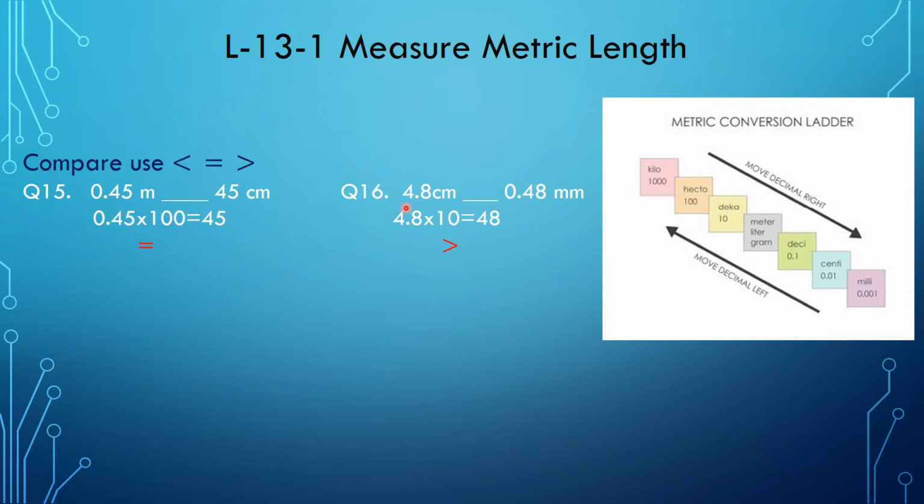Then what is the answer? It is 48. That means 48 is greater than 0.48. That means 4.8 centimeter is equal to how many millimeters? 48. I think that's why it will be greater. 48 is greater than 0.48.